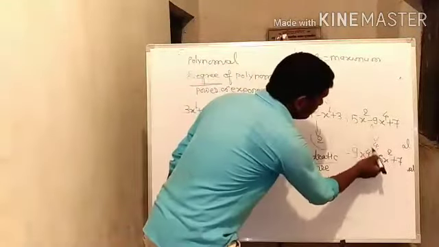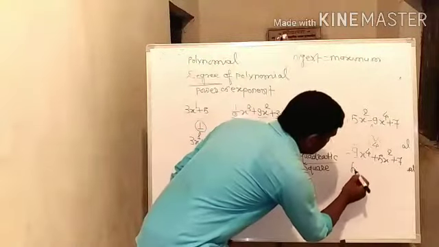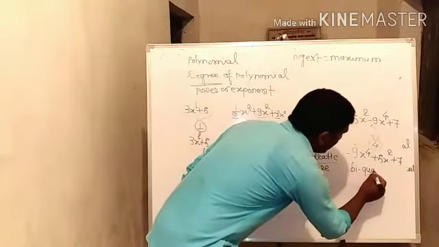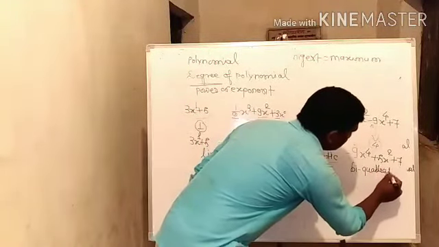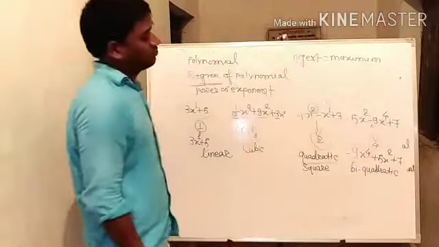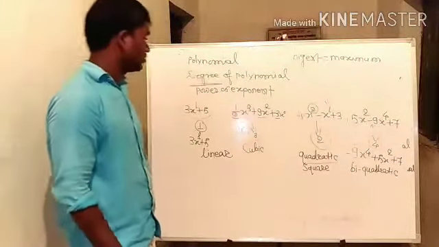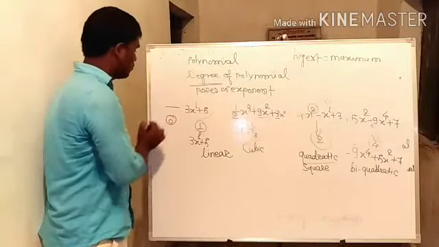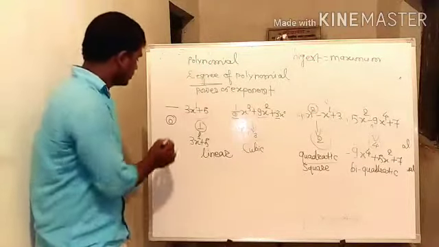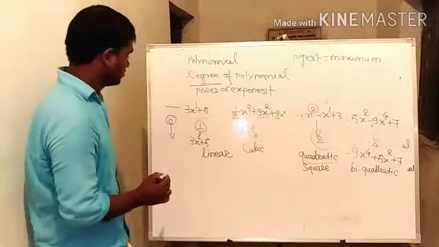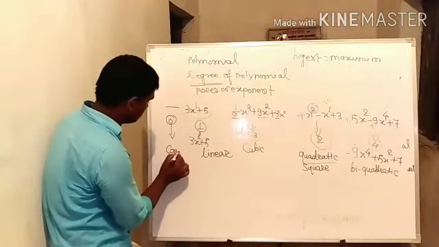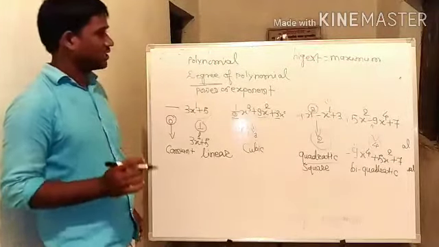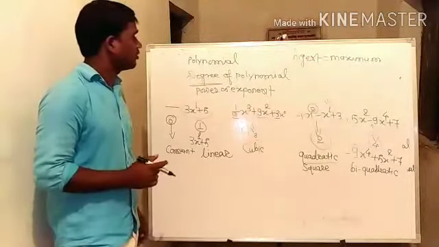When the degree of the polynomial is 4, then we can say that this type of polynomial is known as biquadratic polynomial. When the degree of the polynomial is 0, then we can say that this type of polynomial is known as constant polynomial. Once again I repeat the degree of polynomials.